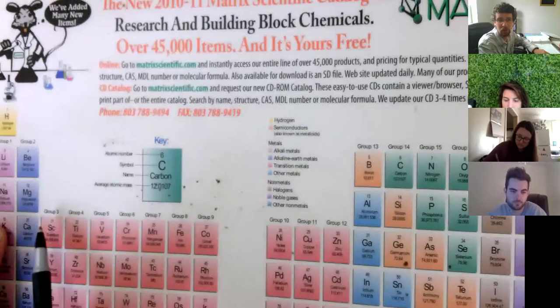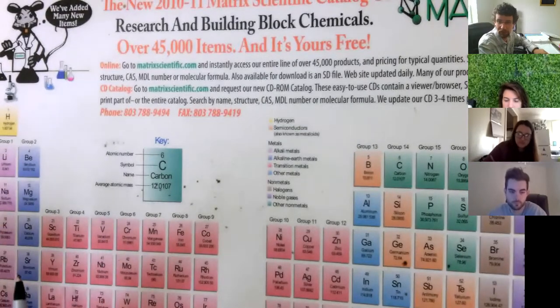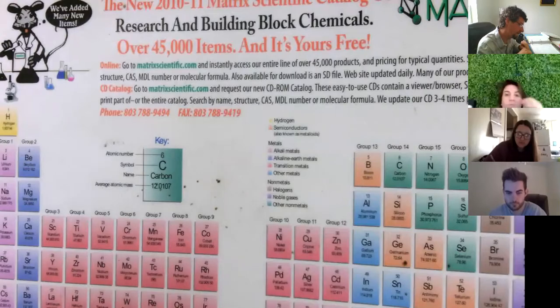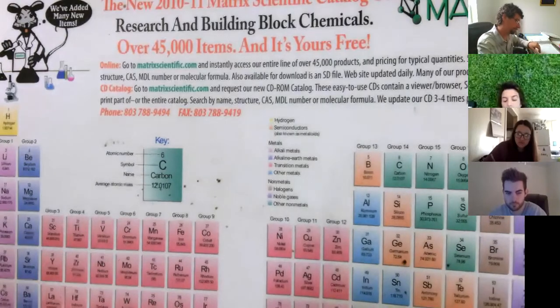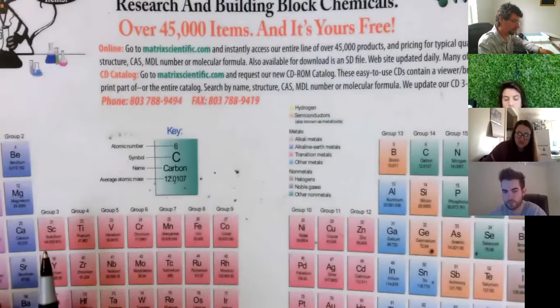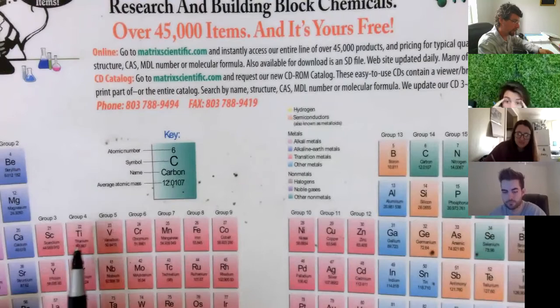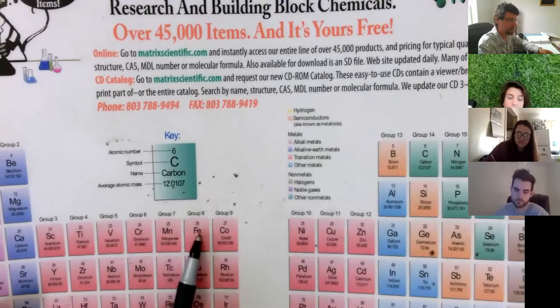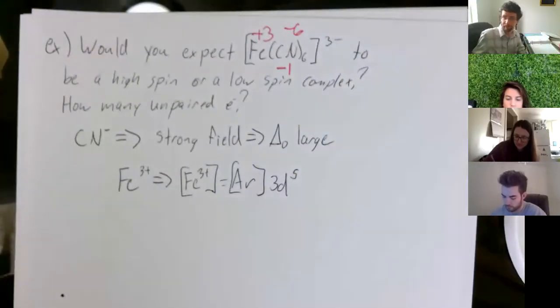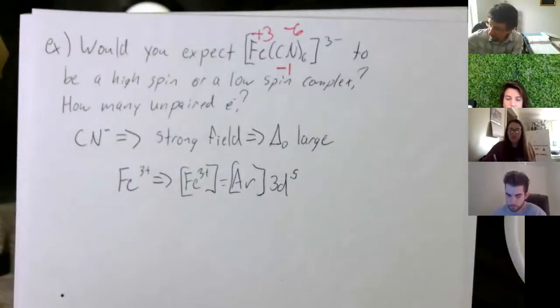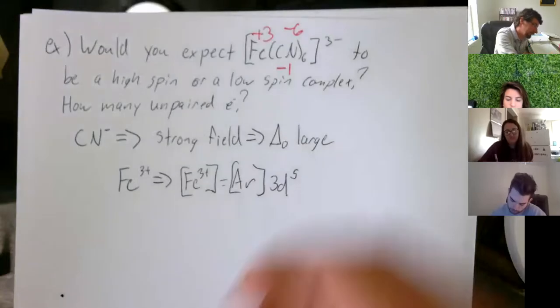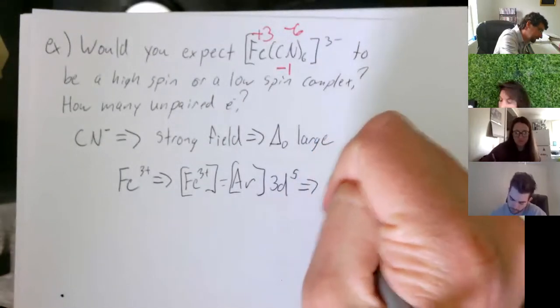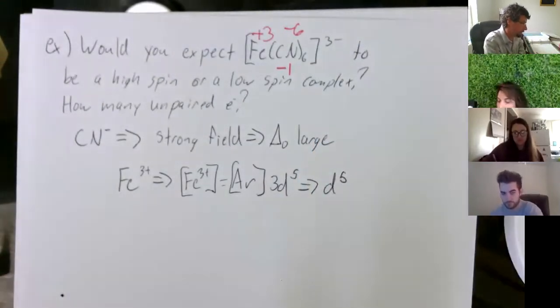Remember, the 2 s electrons are gone, and 1 d electron is gone. So what is it? 3d3. No, not 3. 3d5. Yep. 1, 2, 3, 4, 5, because we've removed one of these electrons. So we're at 3d5. That means what type of metal do we have? A d5 metal. Yep.